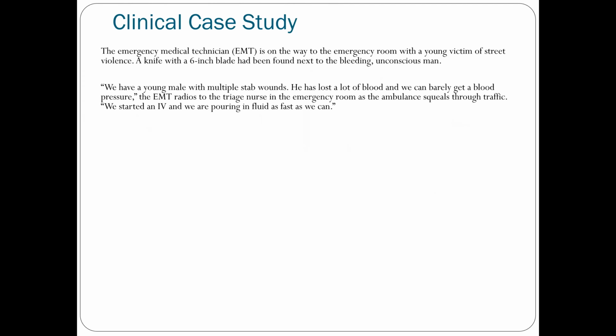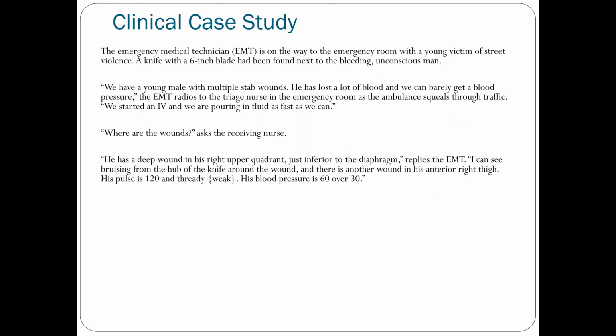We have a young male with multiple stab wounds. He has lost a lot of blood and we can barely get a blood pressure. The EMT radios to the triage nurse in the emergency room as the ambulance squeals through traffic. We started an IV and we are pouring in fluid as fast as we can. Where are the wounds? Asked the receiving nurse. He has a deep wound in his right upper quadrant just inferior to the diaphragm, replies the EMT. I can see bruising from the hub of the knife around the wound, and there is another wound in his anterior right thigh. His pulse is 120 and thready, which means weak. His blood pressure is 60/30.